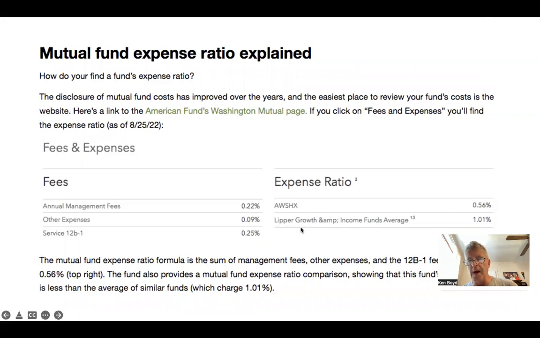That is lower than the expense ratio for other similar mutual funds, and they include all those funds in the Lipper Group. This set of mutual funds that are similar to Washington Mutual on average charge over 1% a year. So saving 0.45% a year as you grow more and more assets can make a huge difference in your return.